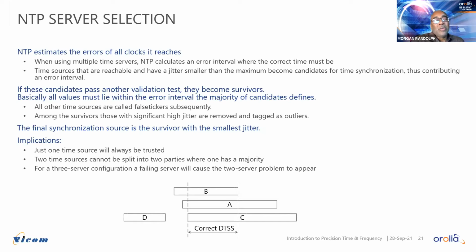Which one out of all of those has the best time is the one that it'll use. So for a 3 server configuration, a failing server will cause a two server problem to appear. So what happens is it sees that server B or C is messed up, and now since it's messed up, let me go ahead and use A or B. So it'll go back through that algorithm again for selection, and it'll limit your choice, but at least you have that choice within there. If you just have one, then you're going to go into an alarm state.